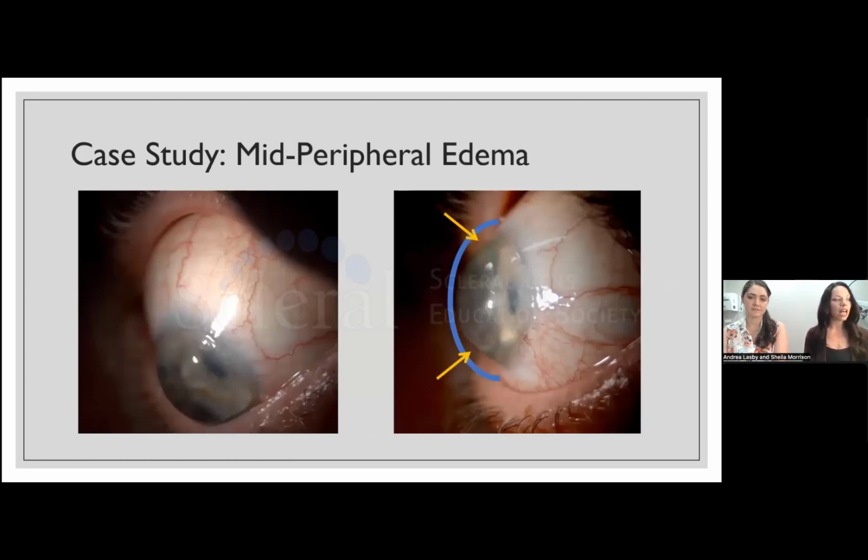Mid-peripheral edema, this is my last case study, and then we're going to close with a few last remarks from Dr. Lasby. One thing that we see a lot with our population that has quite irregular shape, including that steep proud graft. So this is a pretty obvious example of an ectatic cornea.